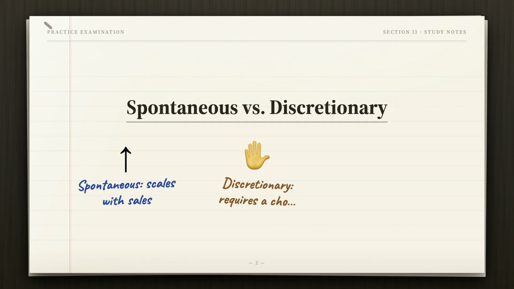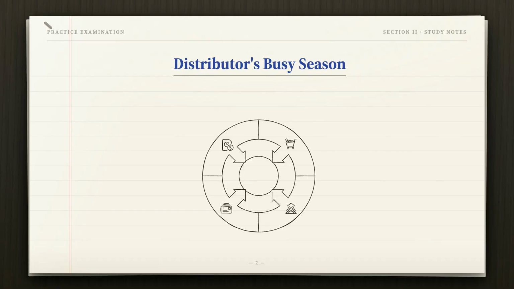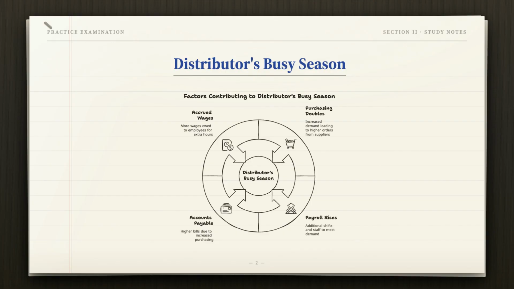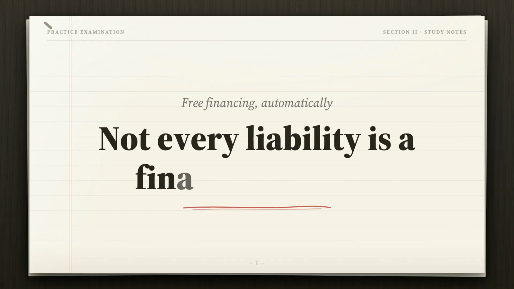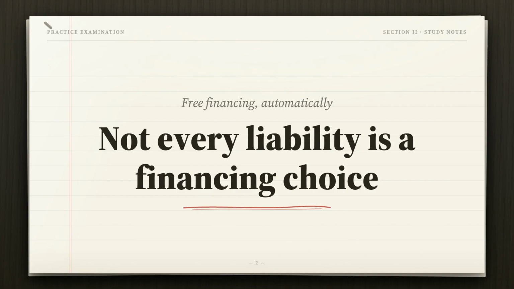This sets up a key distinction. Spontaneous liabilities scale with the business by themselves, while discretionary financing, like a bank loan, requires management to choose and arrange it. Picture a distributor entering a busy stretch. Purchasing from suppliers doubles and payroll rises as shifts get added, without a single new agreement being signed. Accounts payable and accrued wages both climb automatically, cushioning the cash strain of the season. Because payables and accruals move predictably with sales, they can be forecasted almost mechanically. The mistake is assuming every liability reflects a deliberate choice. These two are simply the automatic residue of doing business.